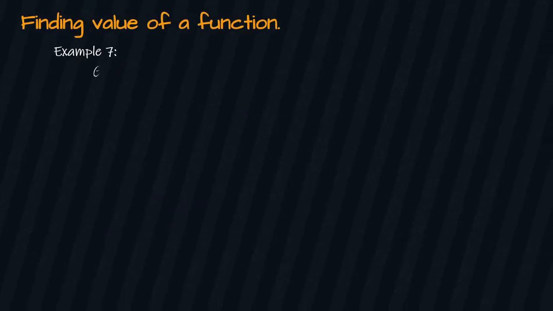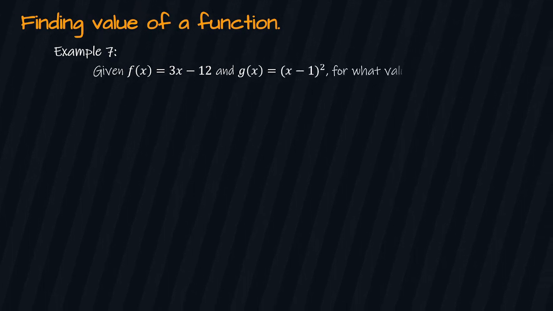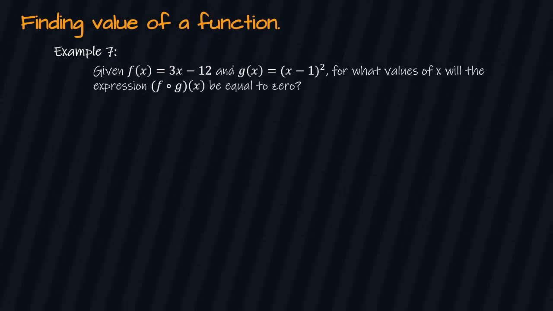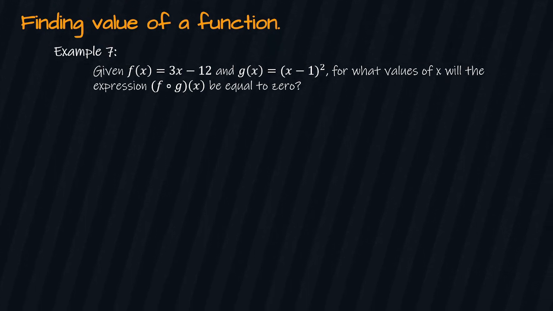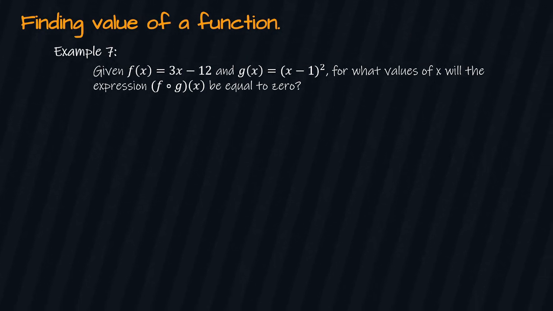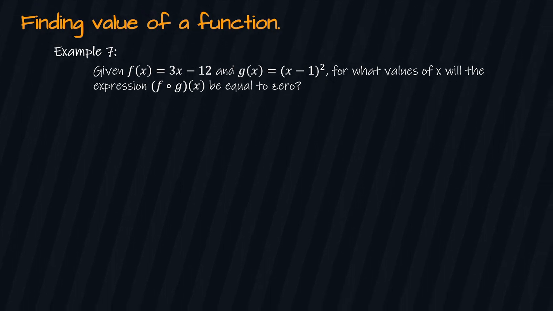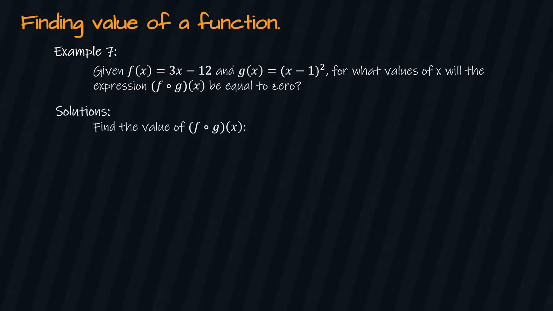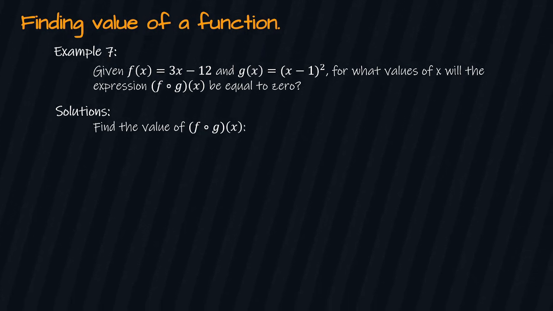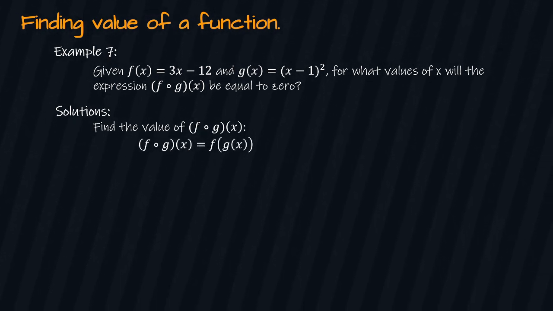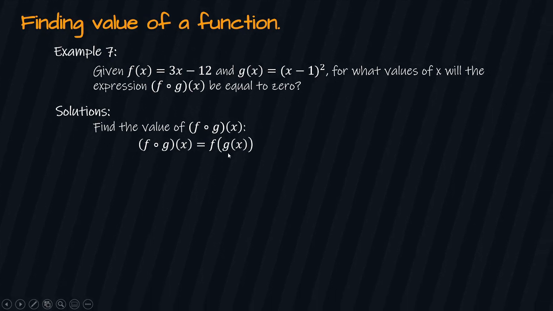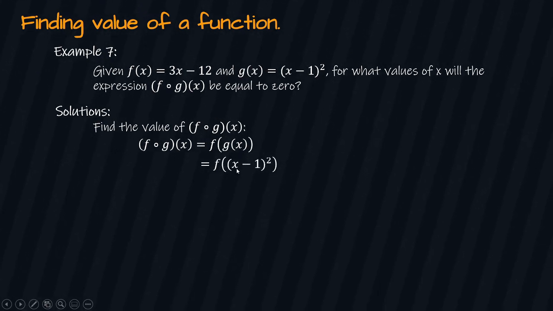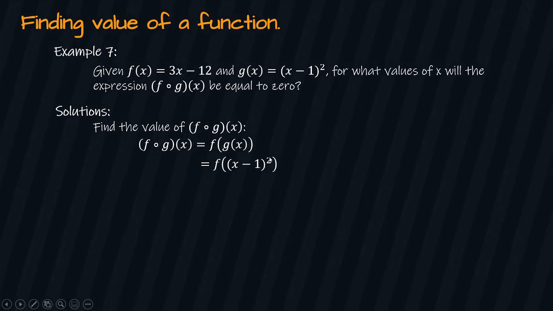For the next and final example, we have the given f of x equals to 3x minus 12 and g of x equals to x minus 1 quantity squared. For what values of x will the expression f circle g of x be equal to 0? We find the value of f circle g of x. That is, f circle g of x equals to f of g of x. Then f of quantity x minus 1 squared.